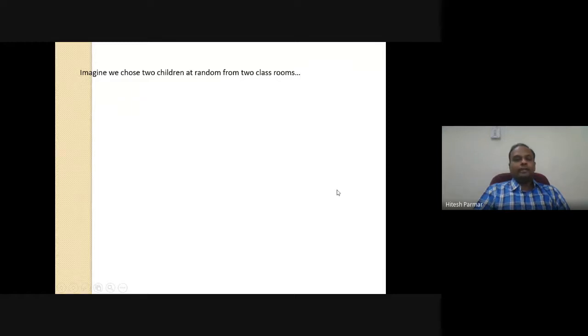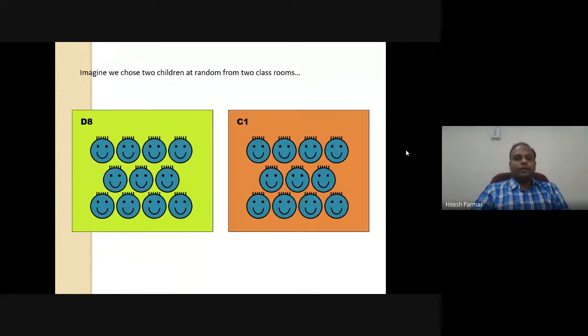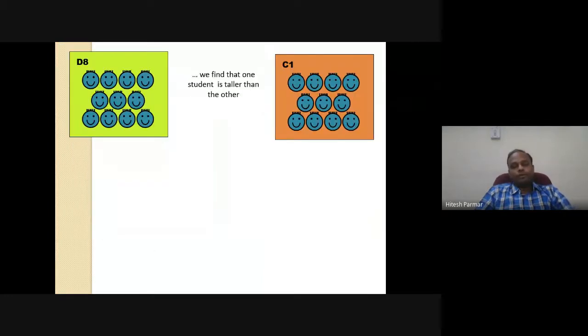Now, what exactly are we doing in t-test? Let us imagine that we choose 2 children at random from 2 classrooms. So there are 2 classrooms and we are selecting 2 children at random. And then we compare their height. Once we measure the height, definitely we find that one student is taller than the other.